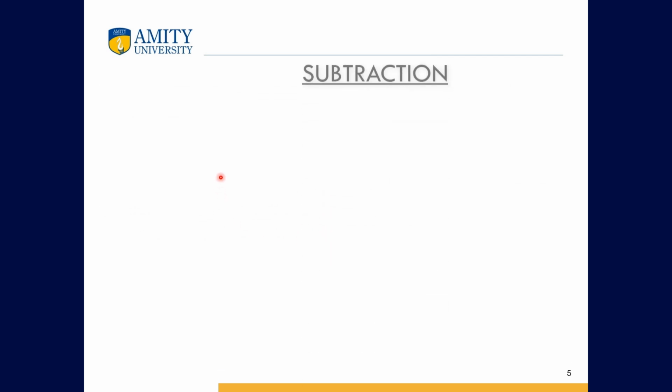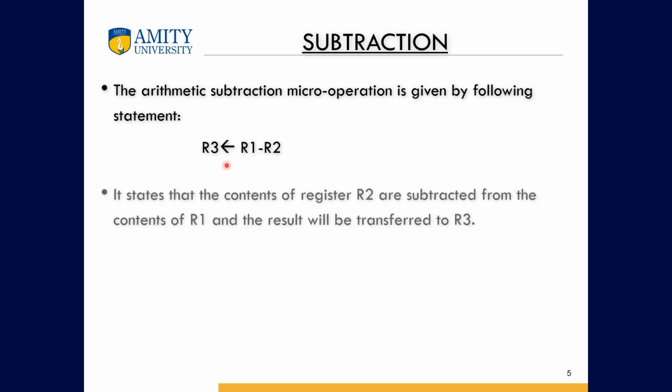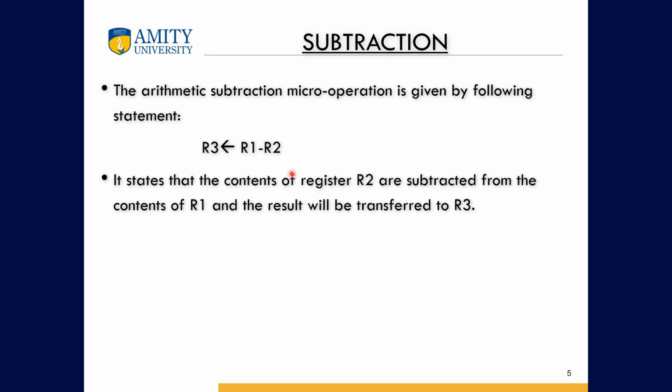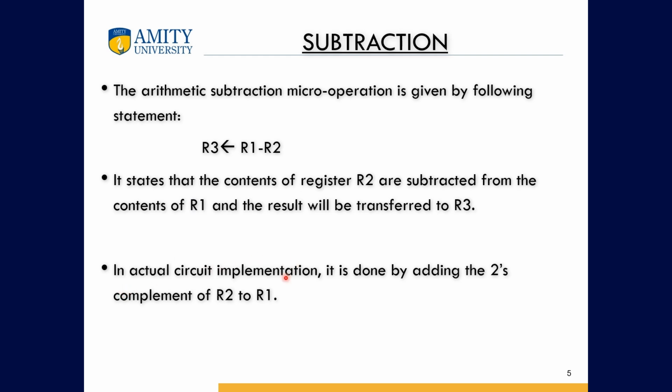And we have the subtraction microoperation, which is represented by R1 minus R2. So the data from R1 has data R2 subtracted from it, and then it is stored in R3. In actual circuit implementation, this is done by adding 2's complement. Since subtraction is the same as addition of 2's complement, we use the following notation, where R1 is added to the 2's complement of R2, which is the same as R1 minus R2.